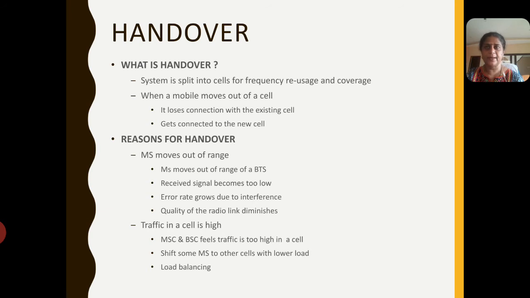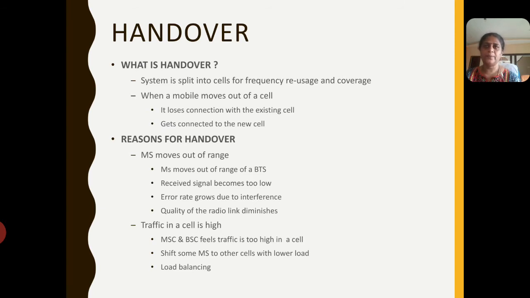So we say that a mobile station is in the network only when it is connected to the BTS in that particular cell. What happens when the mobile moves out of the cell? When it goes out of the cell, it loses its connection with the existing cell, that is with the existing BTS. In that case, the mobile is said to be not in the network. So what should we do to bring it back inside the network? That procedure is called the handover procedure.